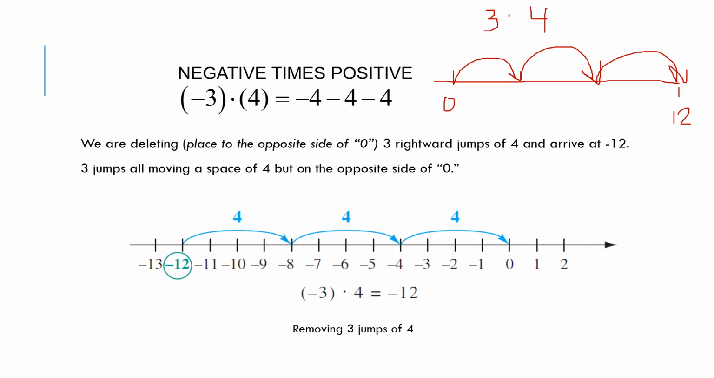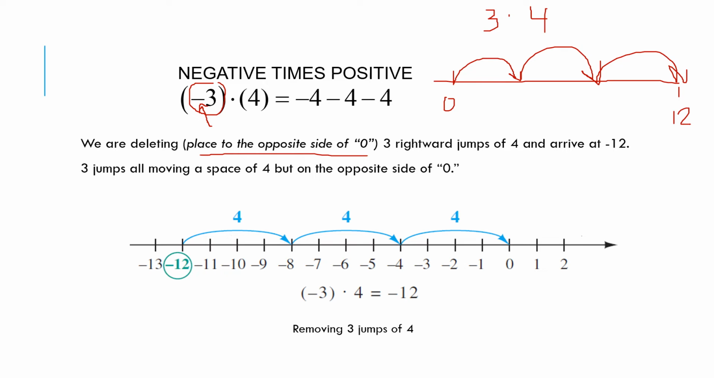And notice how when we do that, because we're dealing with positive integers, we're going to the right of 0. We're going in the positive direction. Well, this negative sign right here is telling us, you're still going to take those 3 positive jumps of 4, but because we have this negative sign, we need to place those jumps to the opposite side of 0.